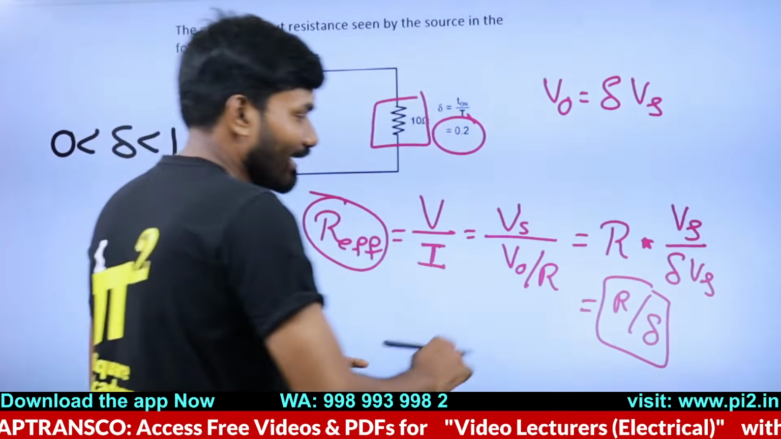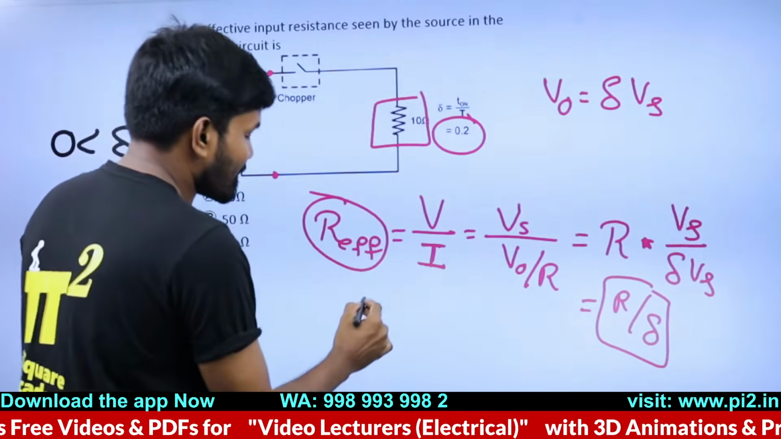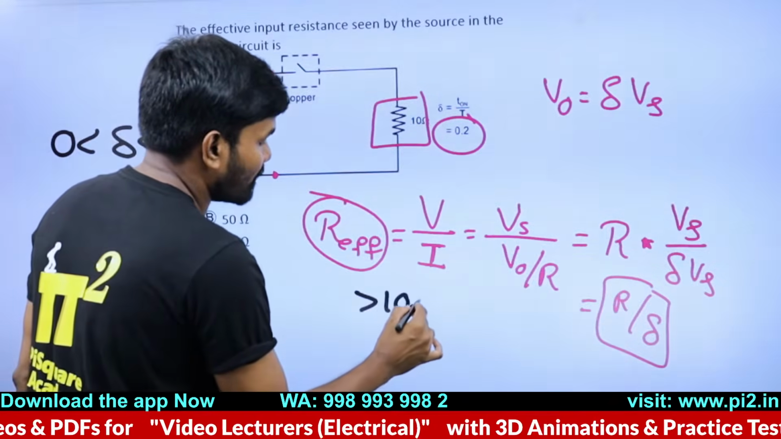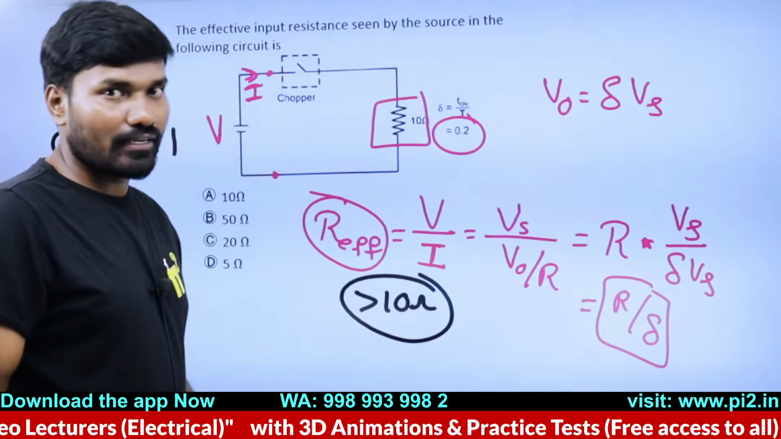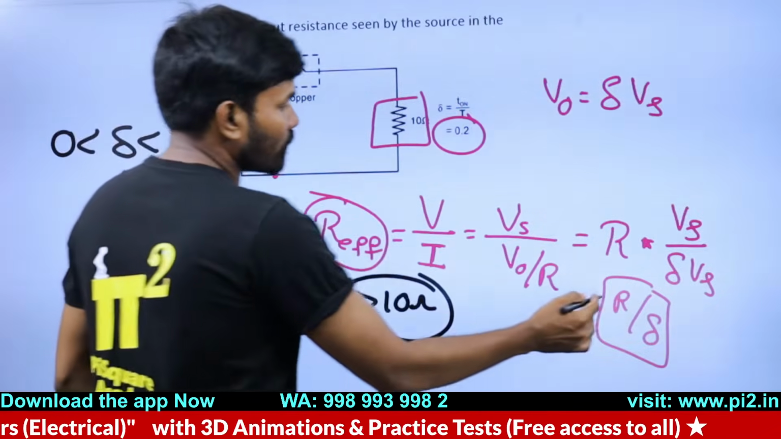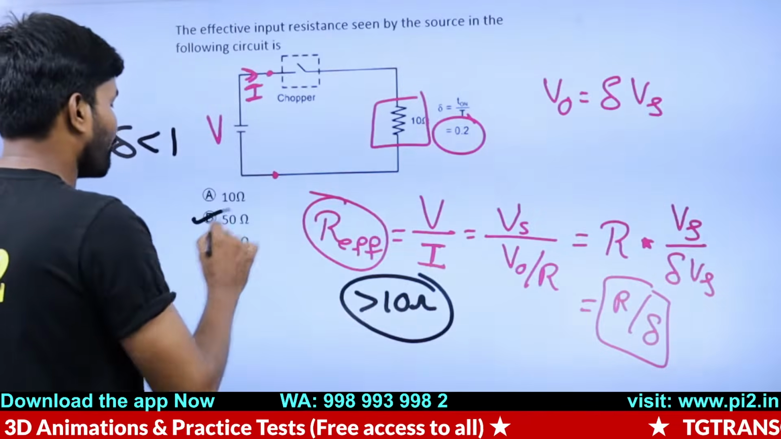So if I take that, the range of effective resistance is greater than 10 ohms in this specific case. Are you clear with this point? R effective is equal to R by 10 by 0.2, which is 50 ohms.